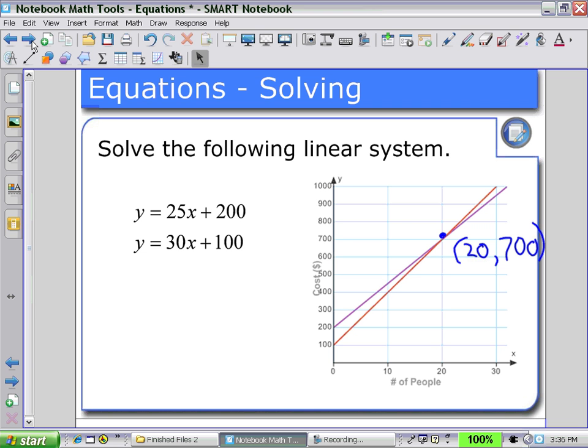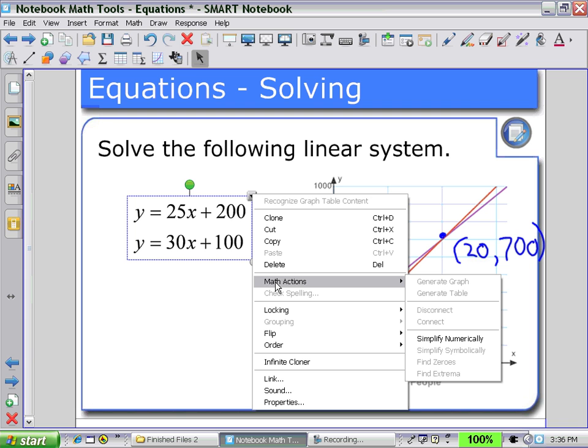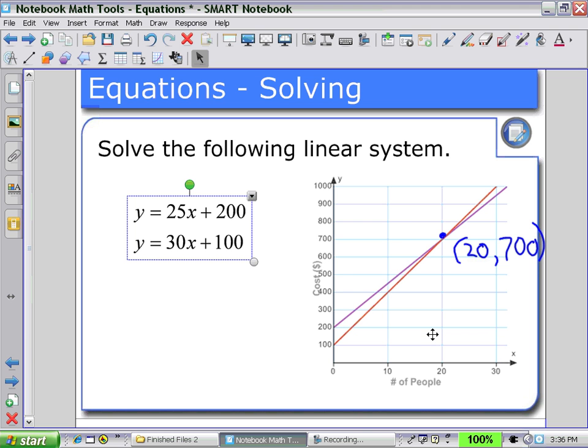And then they may want to check their answer, and so they can select the systems of equations, use the math actions, and this time they would simplify numerically. And then check their answer to see if they made the right choice on their graph. So there we have it as 20 and 700.